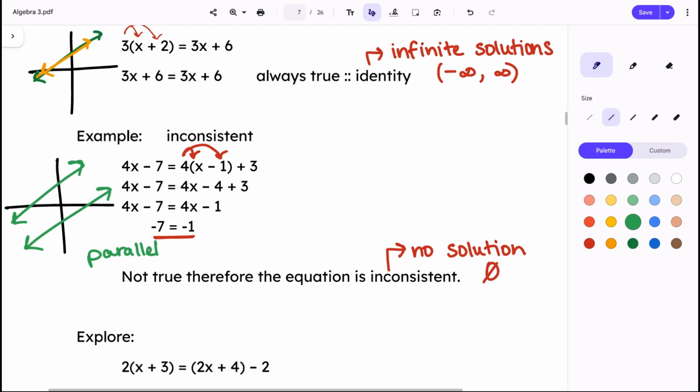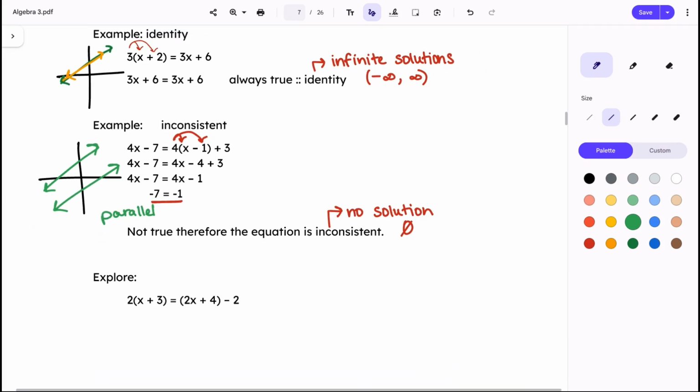So what I want you guys to do is there's 2 problems down here. I want you to simplify both of them, and I want you to write out, is it inconsistent or is it identity? There is one of each.